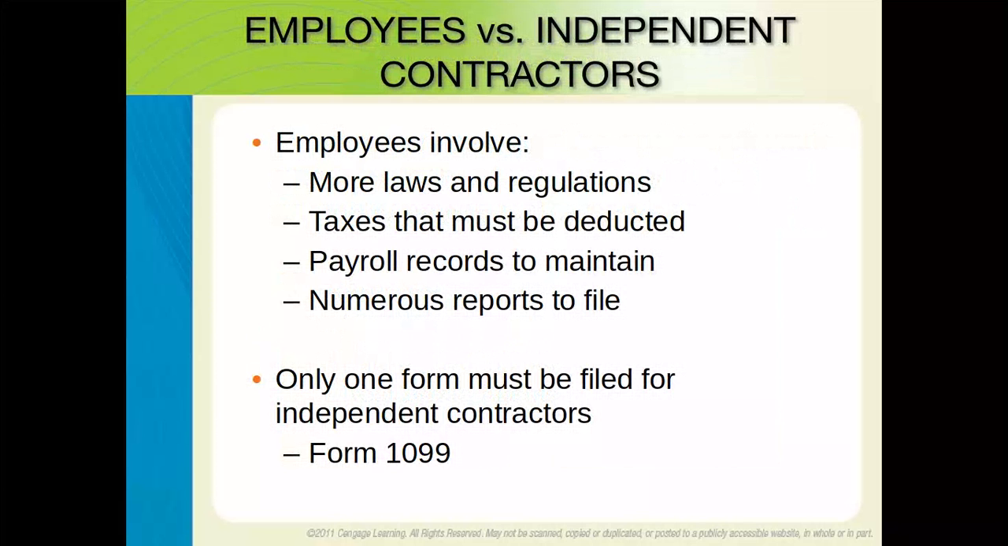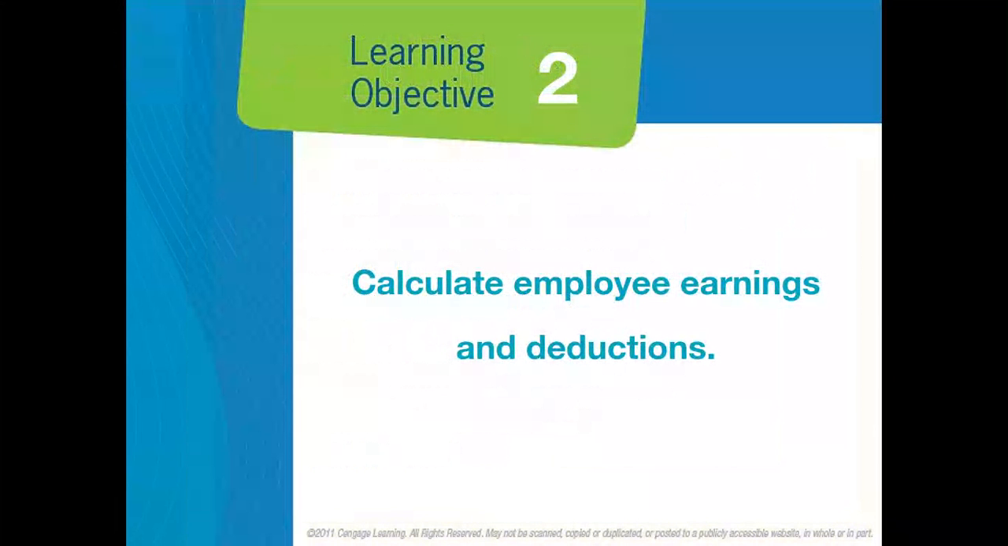Employees, when you are dealing with payment, there's more laws and regulations. Taxes need to be taken out and given to the government. Records need to be maintained, and there's several different reports that you need to file. For independent contractors, there is just like one specific form showing that this is why you paid that person. So that's it on just kind of the difference between an employee and independent contractor. What we're going to specifically deal with in this chapter is our employees' earnings, but it's important to differentiate between an independent contractor and an employee.